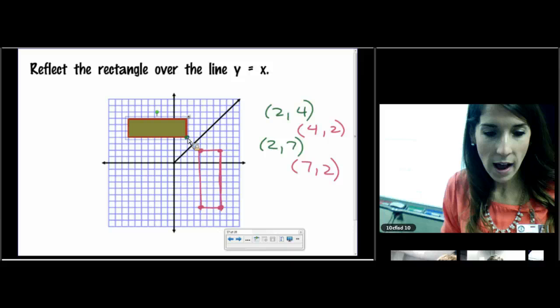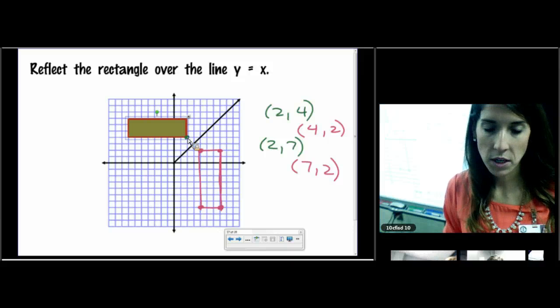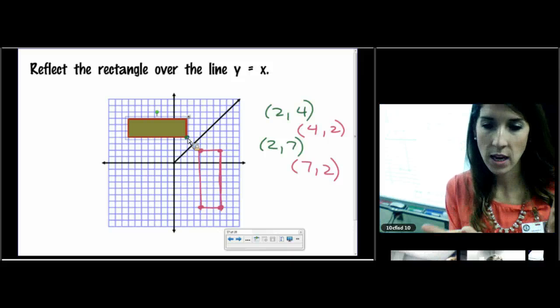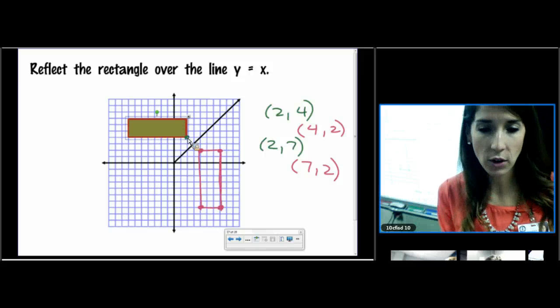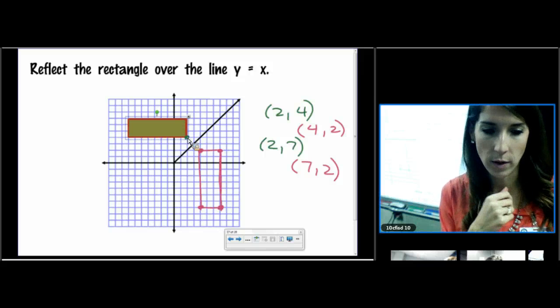Yes. (y, x) is the rule. So you take all the points of the first one, and you flip them. Once you have enough points of your figure to draw the new one, you can just draw the new one.